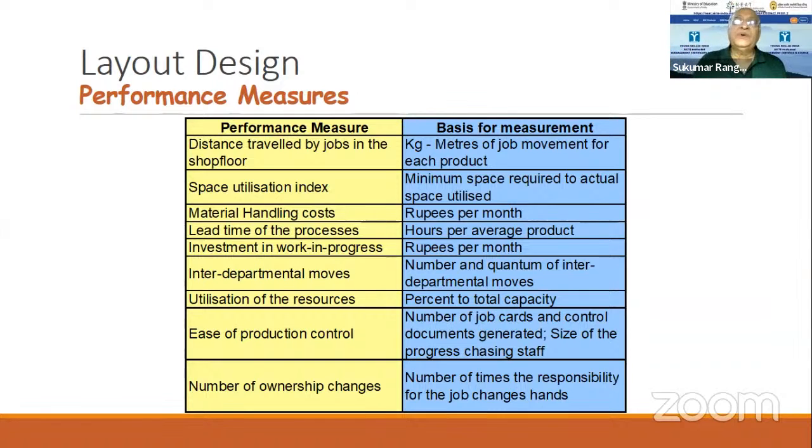He has to do that, and his layout is totally different from what I have. I have the luxury of group layout, which he doesn't have. But then he produces less variety. So space utilization is important. Material handling cost is important. Lead time of the processes has to be taken into account for layout. Investment in work in progress, how much buffer you can keep between one process and another.